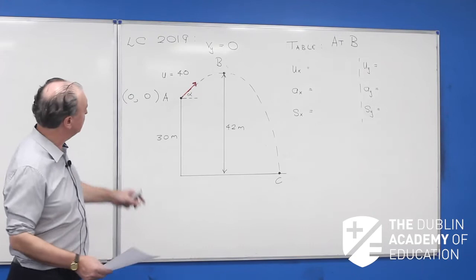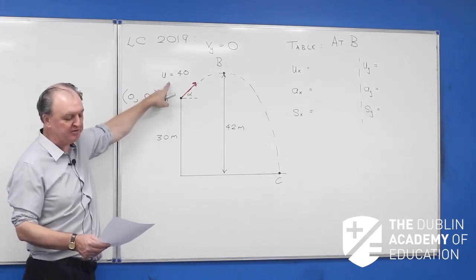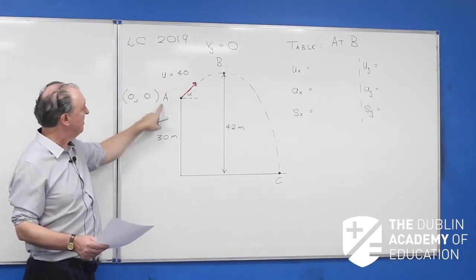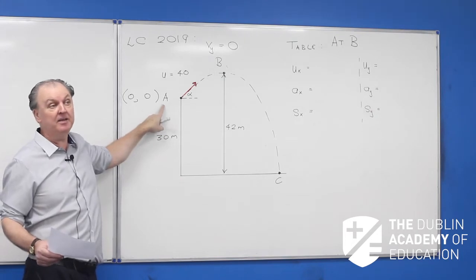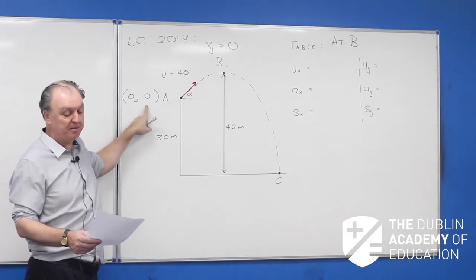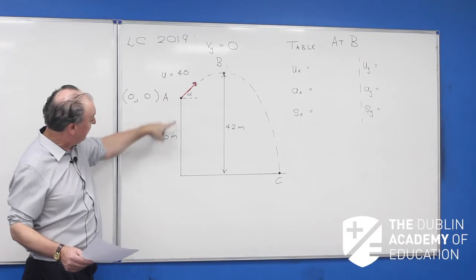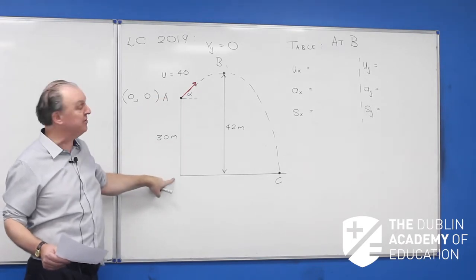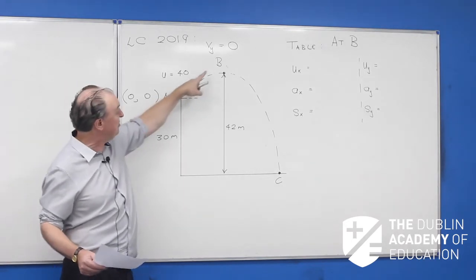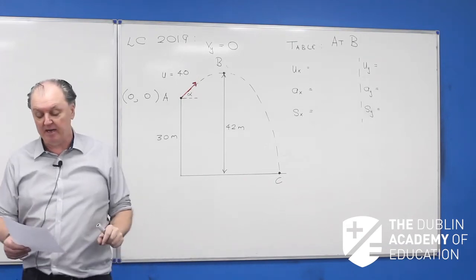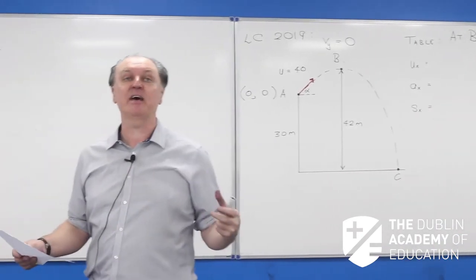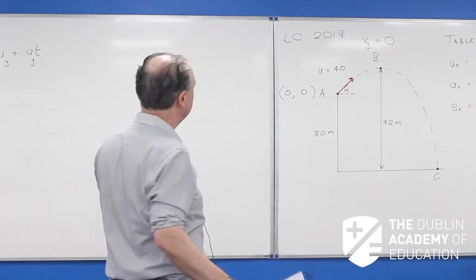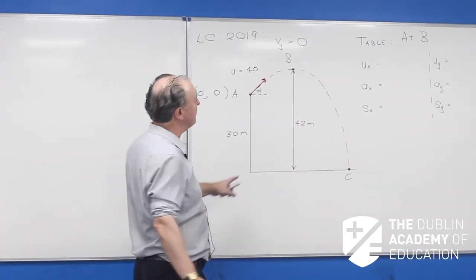A particle is projected with a speed of 40 meters per second from a point A. Once again, we're going to make A the origin 0, 0. A is 30 meters above the horizontal ground, and it reaches a point B. And point B, they say, is at its maximum height, 42 meters above the ground.